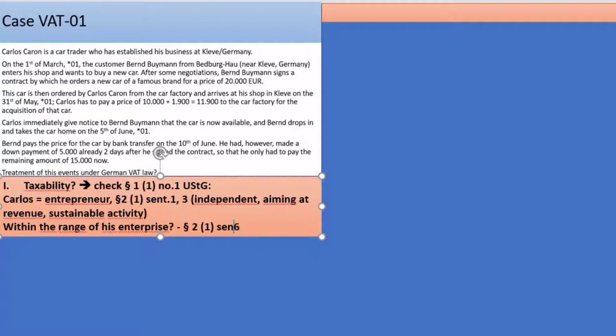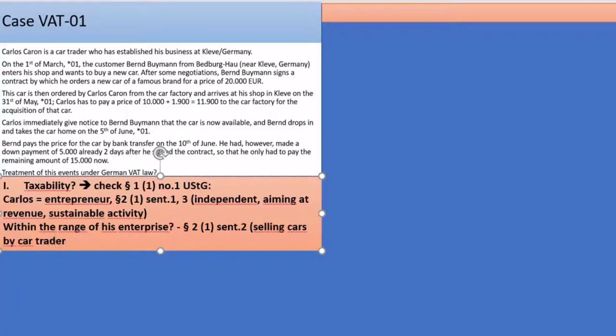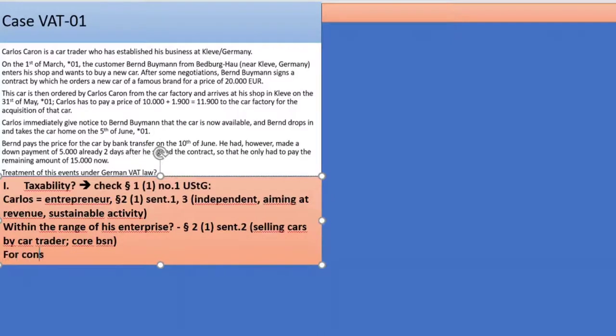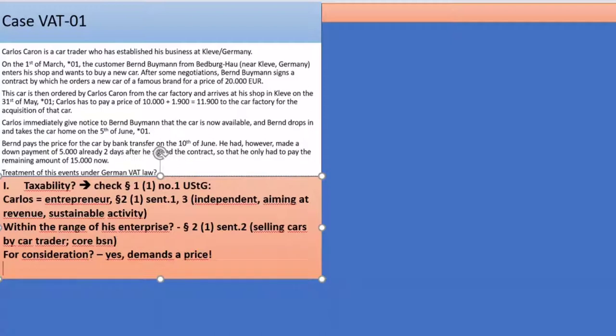Selling cars by a car trader is core business. That's clear. It's his main business. Is it done for consideration? Yes, he demands a price. So we come now to the more interesting question. Is it a delivery of a good or is it a service?